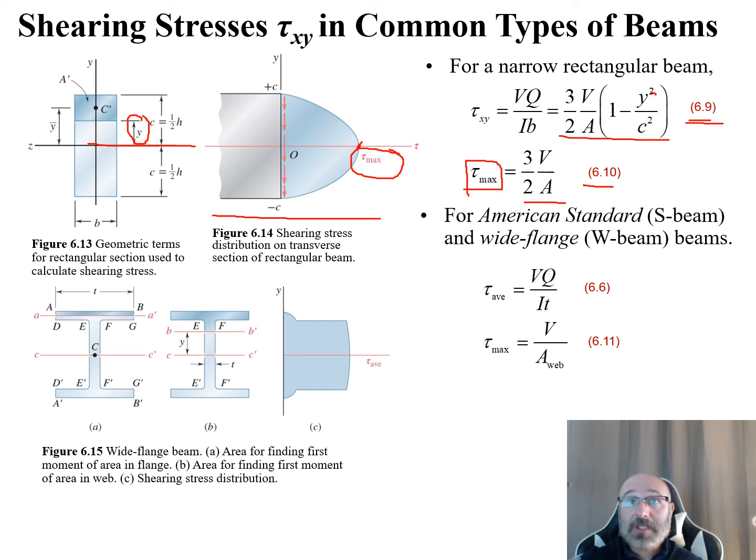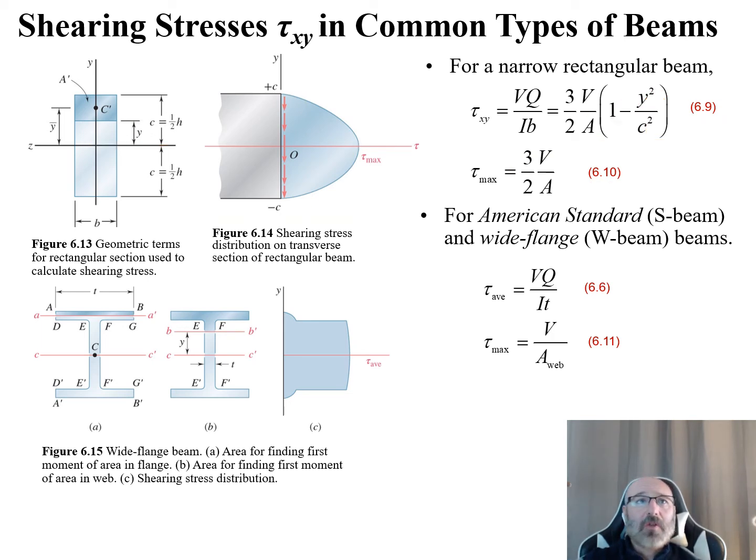If we plug a 0 in here, 0 divided by c is still going to be 0. So this whole term goes to 0, and 1 minus 0 is simply 1. If we multiply 1 by 3/2 V over A, that leaves us with just 3/2 V over A. So that's how we get our tau max relationship shown here in equation 6.10.